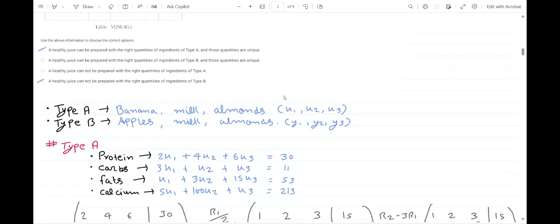The equation for the protein in type A is given as 2x1 plus 4x2 plus 6x3 equals 30. The equation for carbohydrate is 3x1 plus x2 plus x3 equals 11. The equation for the fat is x1 plus 3x2 plus 15x3 equals 53, and the equation for the calcium is 5x1 plus 100x2 plus x3 equals 213.